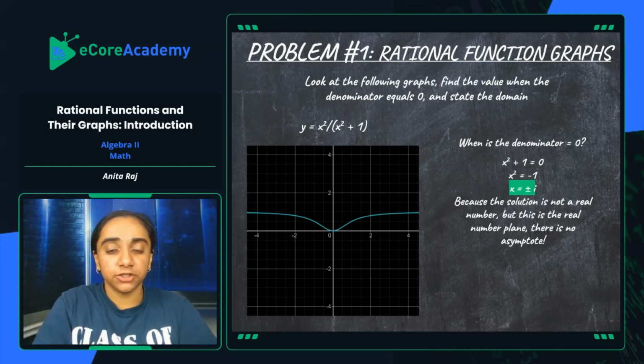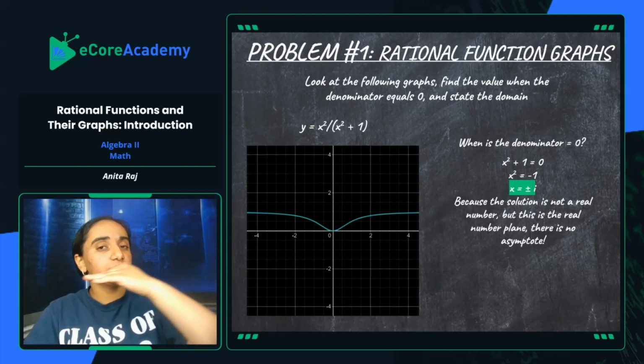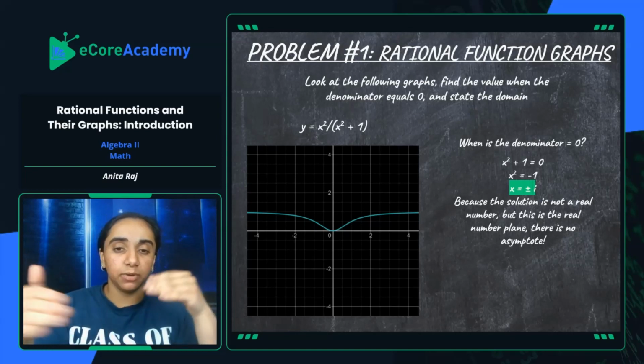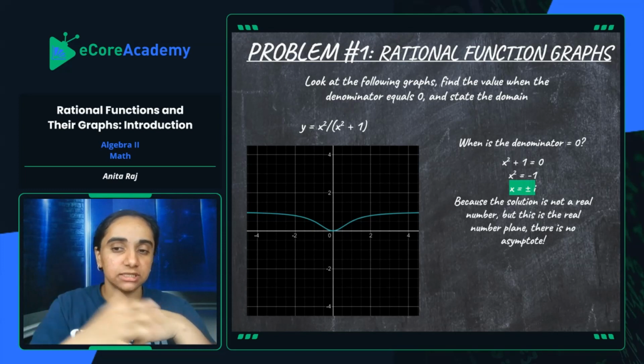But in this case, our function's continuous because it just keeps going. All points are connected. All parts of the function are touching each other. There's a bit of a dip, but all these points are still touching each other. It's continuous. So why is it continuous? Why don't we see any vertical asymptote?